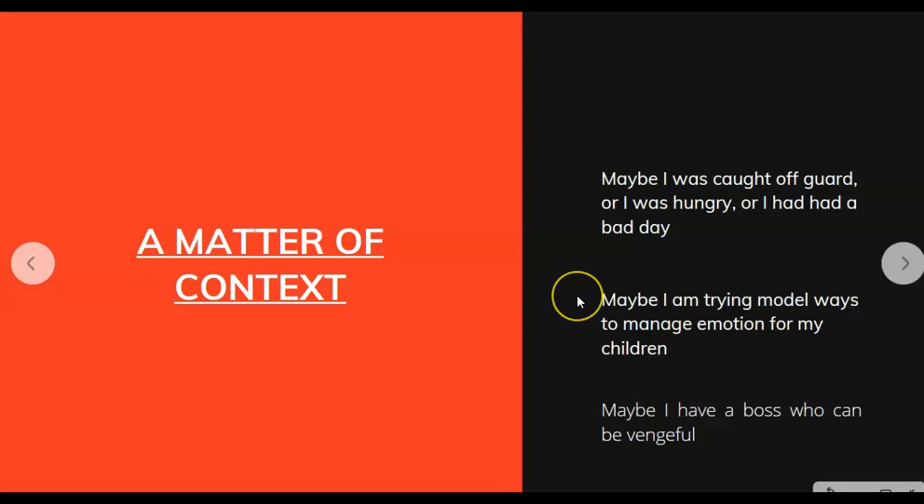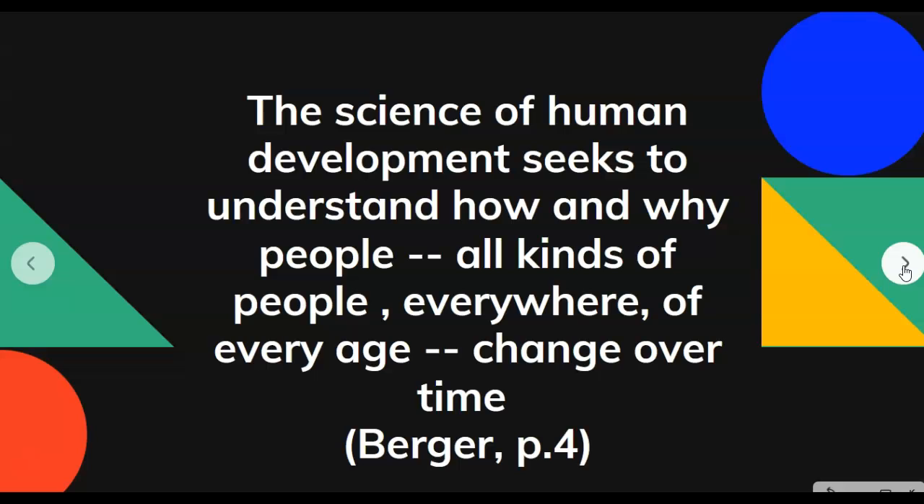So all kinds of things will influence how we express ourselves, context being one, and certainly our age can do that. Right? We all have different levels of maturity, and this brings us then to defining what we mean by human development. And here is the definition from the textbook. The science of human development seeks to understand how and why people, all kinds of people, everywhere, of every age, change over time. And there's all kinds of key words in here, and let's just take a moment to walk through some of these key words.